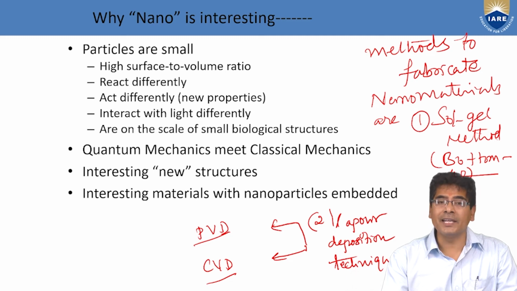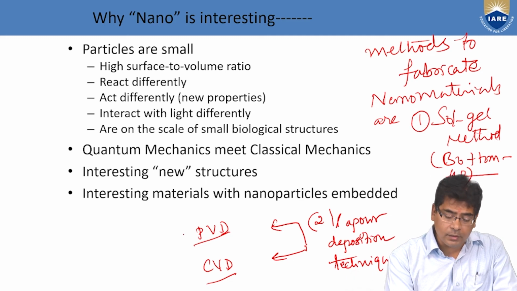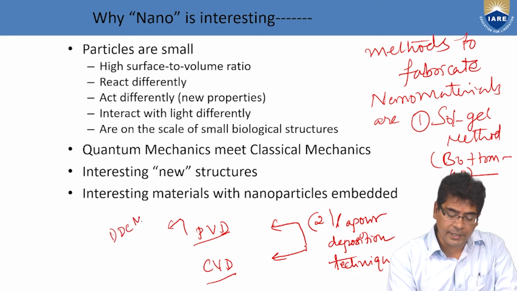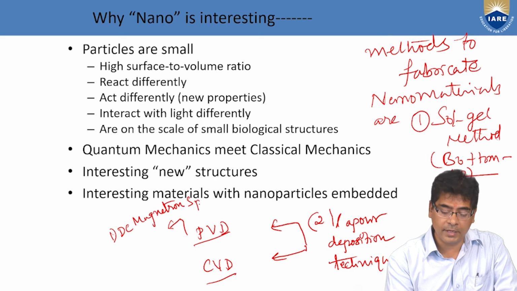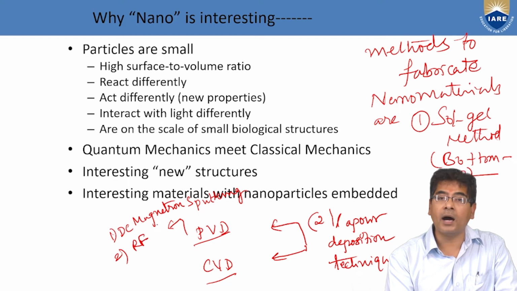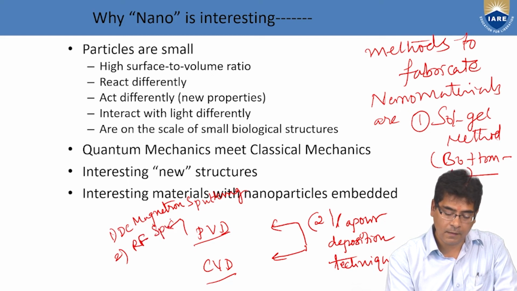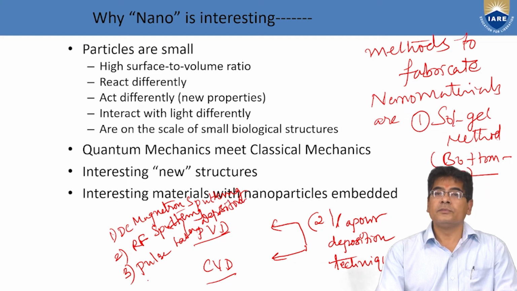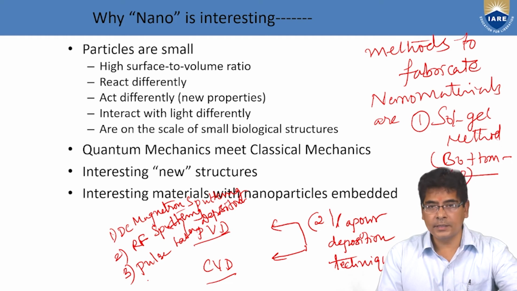This physical vapor deposition technique includes, first one, DC magnetron sputtering. Sputtering is one of the mechanisms. Then RF sputtering, and pulsed laser deposition. So these are the physical vapor deposition techniques.